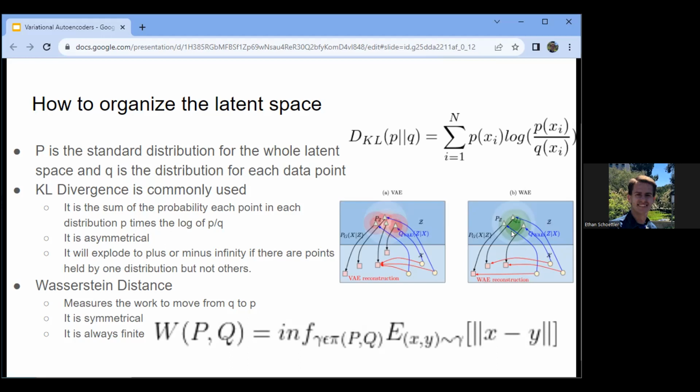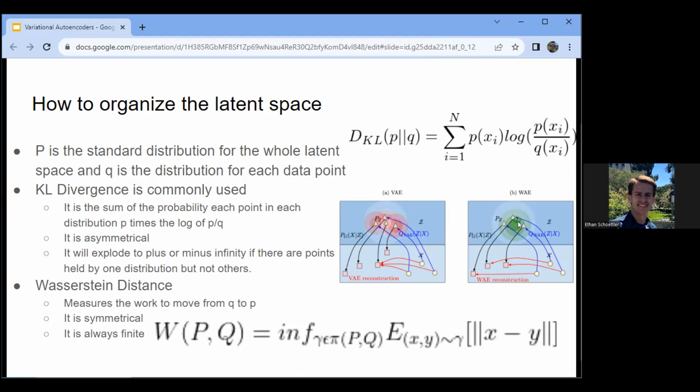Okay, I see. So the distribution of data points is Q, and the standard distribution you set beforehand is P. And with the VAE, there's a set of different P distributions, and the KL divergence is the sum of those. But with the Wasserstein distance, every data point is treated as a whole distribution. So yeah, it's more like a normal distribution.